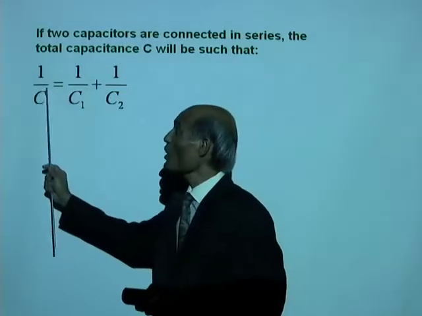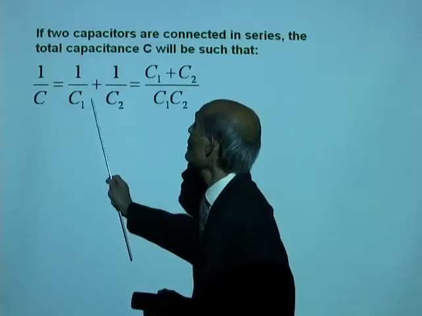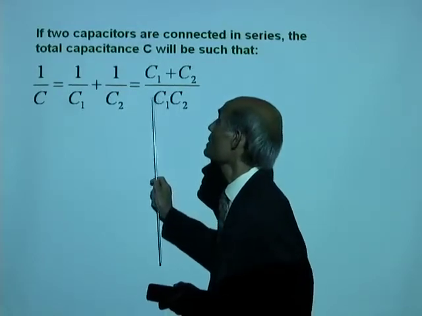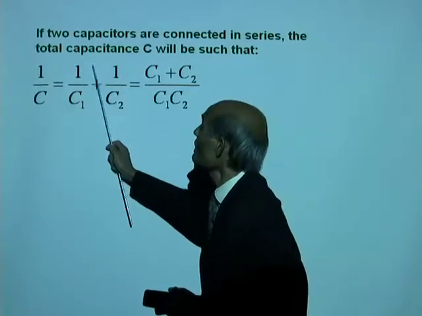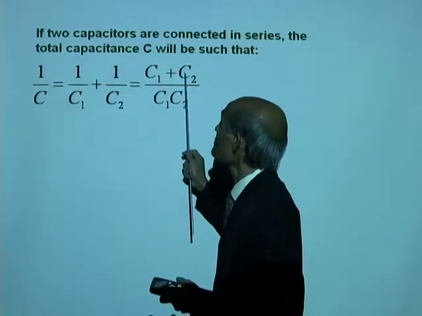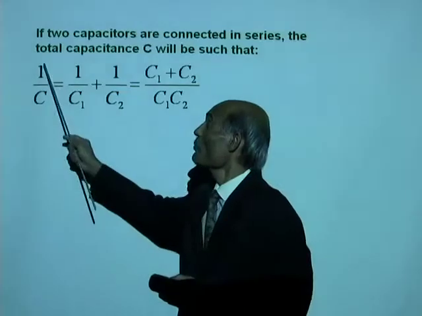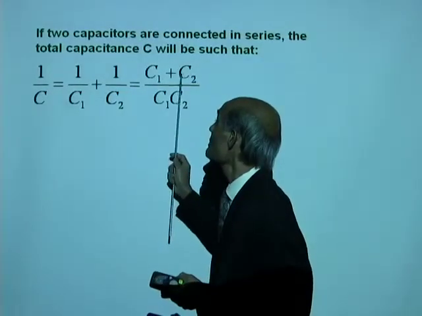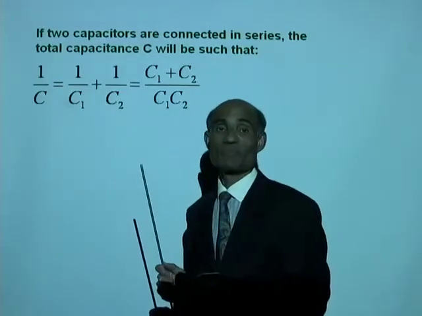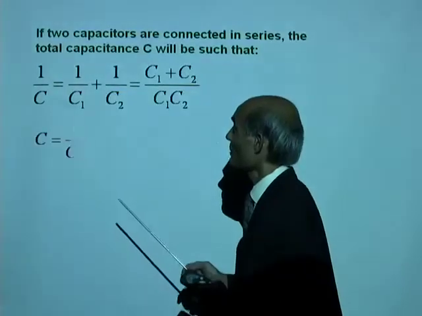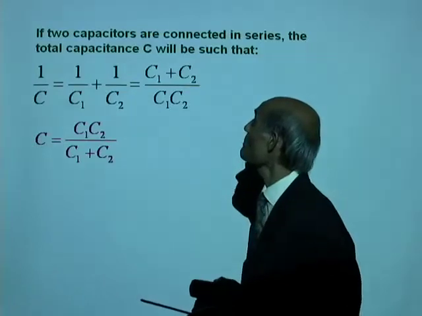Can you simplify and solve for C from here? What will be C equal to? If you simplify this, C1 C2 is the common denominator and the numerator will be C2 plus C1. So simplifying this gives you C1 plus C2 in the numerator divided by C1 times C2. If 1 over C equals C1 plus C2 over C1 C2, what is C equal to? C will be the reciprocal. C therefore equals C1 C2 divided by C1 plus C2.